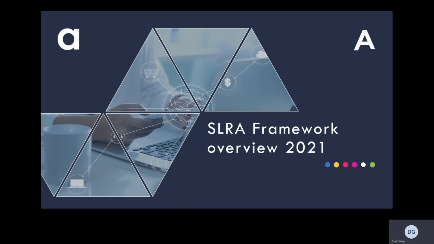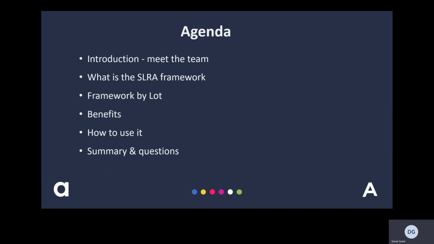We're going to talk through the Software License Reseller Agreement Framework for 2021, which will be carried through to 2024. In terms of agenda, we'll give you an introduction to the main contacts. We'll talk about what the SLRA framework is. We'll give you a breakdown per lot, touch on the benefits of the framework and who benefits, then how to use it before we summarize.